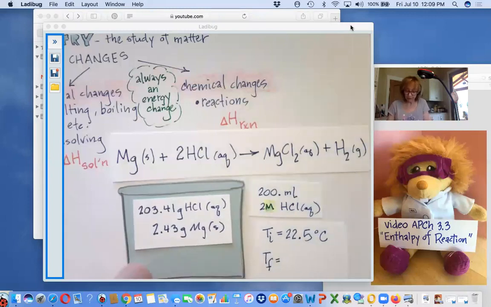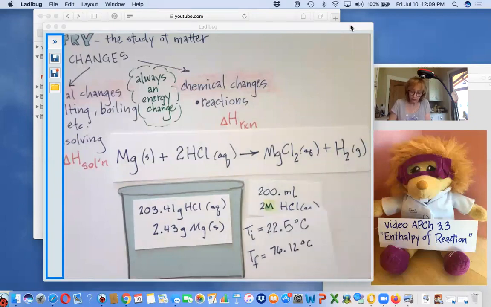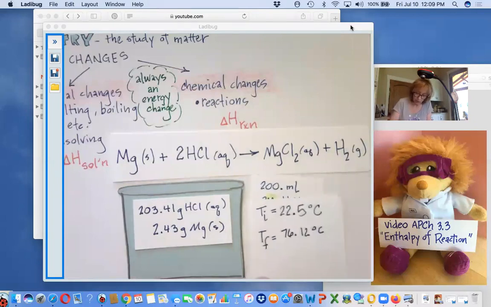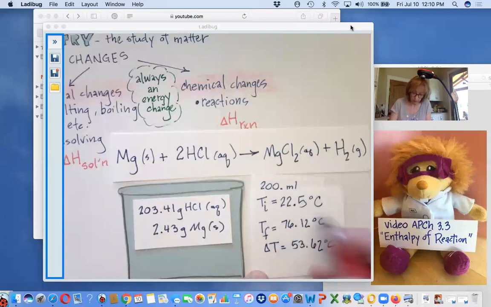And then the final temperature was recorded, and the temperature went up quite a bit. So final temperature is 76.12 degrees Celsius, which means our temperature change is 53.62 degrees Celsius. And let's make a note, because the temperature went up, the surroundings got hotter. This is another exothermic process.